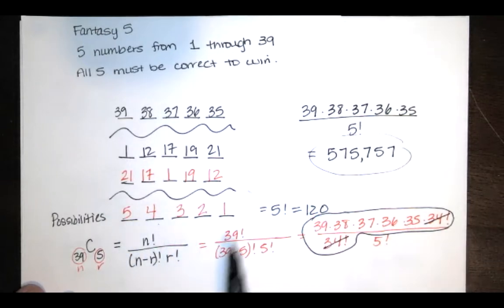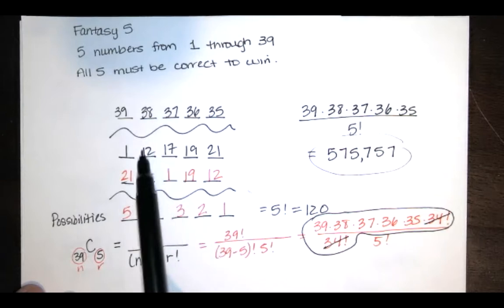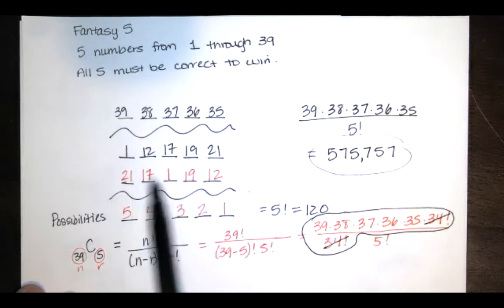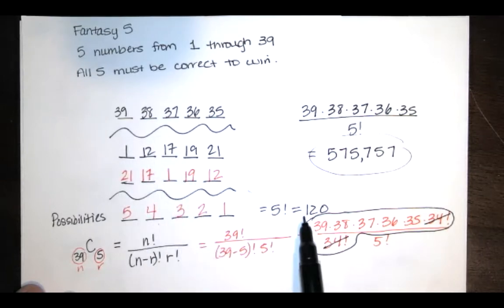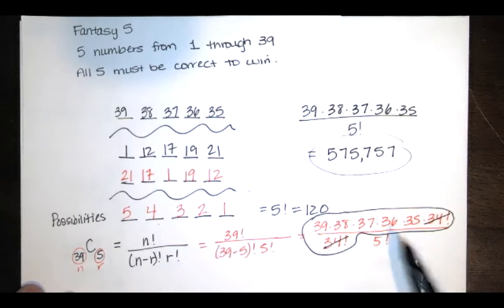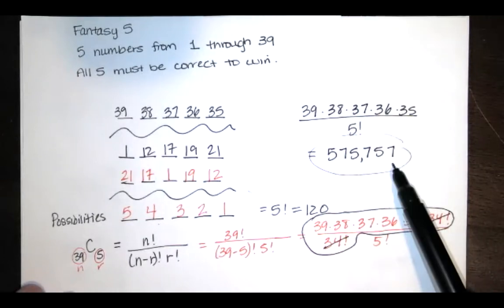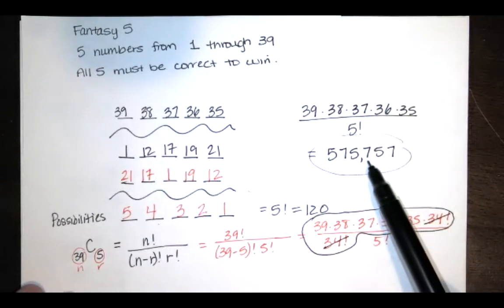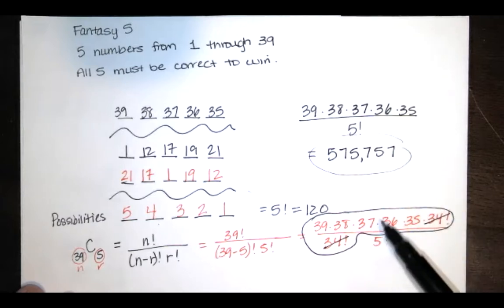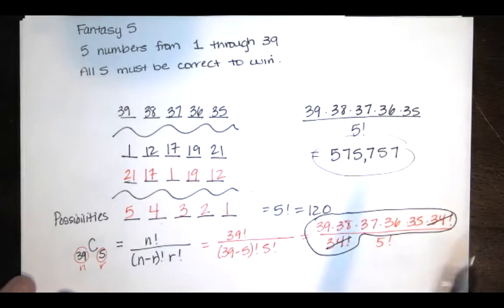But with combinations, we accidentally counted these guys and all the other versions of these 120 times, and we didn't want to count them 120 times. Since we overcounted, we're just going to divide by that 5 factorial. And dividing by 5 factorial gets us here to 575,757, which is exactly what that formula tells us. So let's go back to the PowerPoint now.